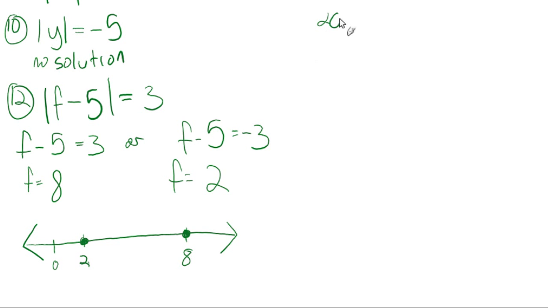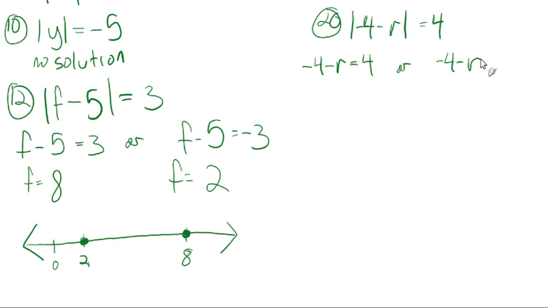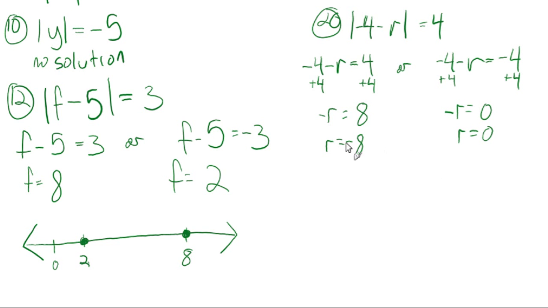Number 20. The absolute value of negative 4 minus r is equal to 4. So whatever is in here could be 4. The absolute value of 4 would be positive 4. Or, just as valid, if this turns out to be negative 4, then what we'll have inside of here is negative 4, and we'll also have positive 4 as its absolute value. So we solve both of these for r. We'll add 4 to both sides here. Negative r equals 8, or r equals negative 8. Or now we'll add 4 to both sides. That'll give us negative r equals 0, or r equals 0. So these are our two solutions.